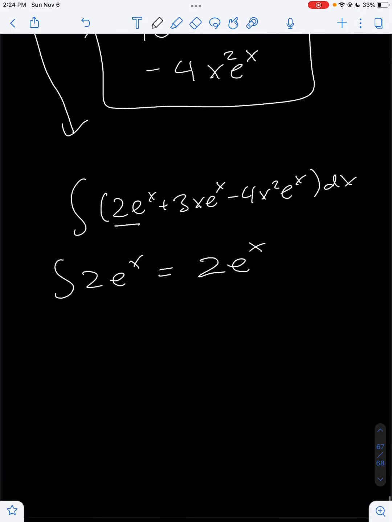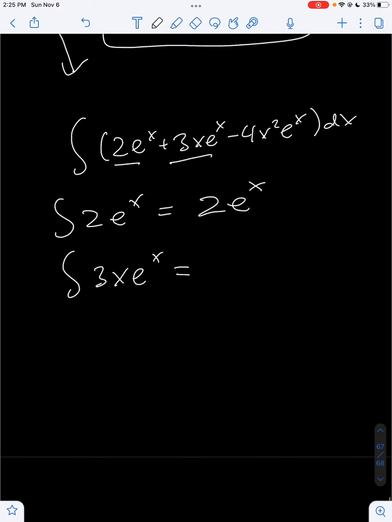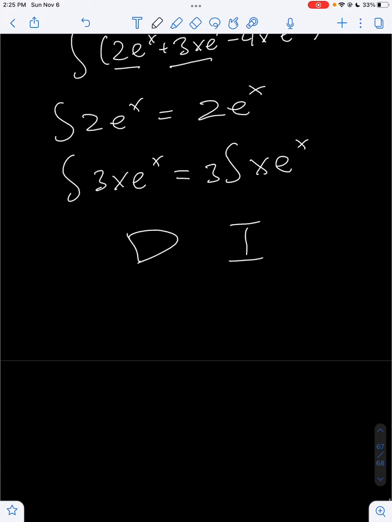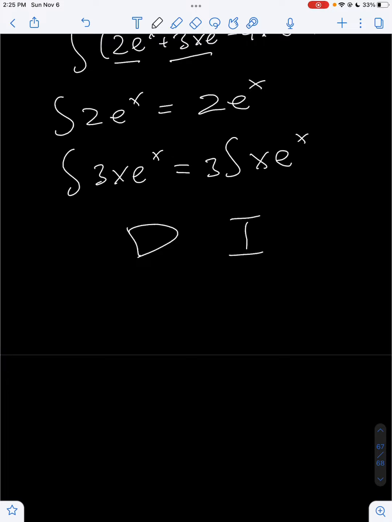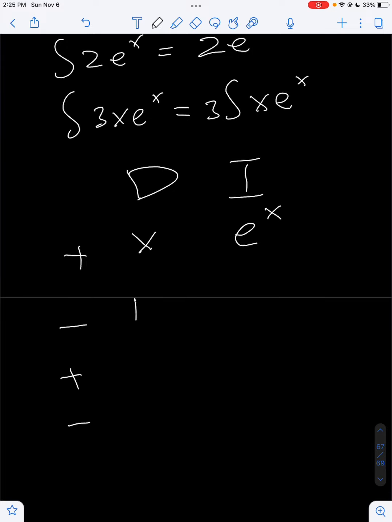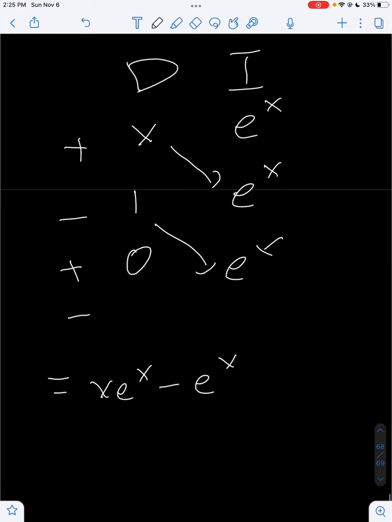And the integral of 3x e to the x, that's just going to be 3 times the integral of x e to the x. We'd use the DI method here, where we want to take the derivative of x and integrate e to the x. So we have plus, minus. The derivative of x is just going to be 1, then we get 0. The integral of this is just e to the x, e to the x. We go straight across. So that gives us x e to the x minus e to the x.